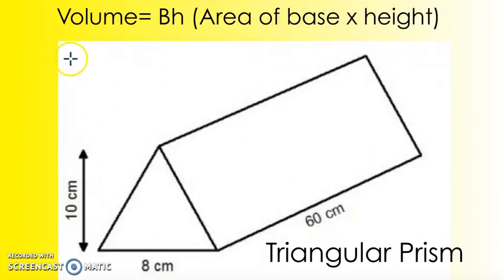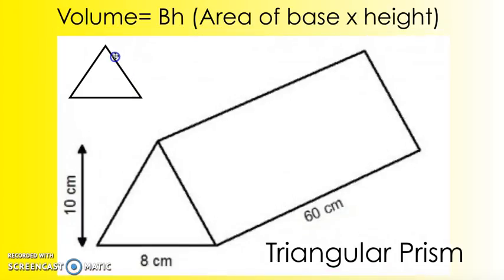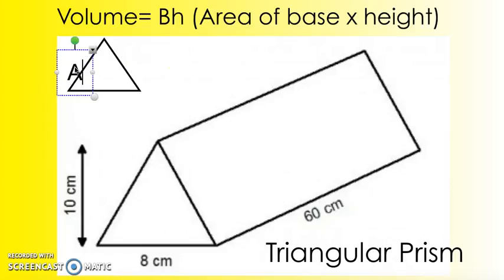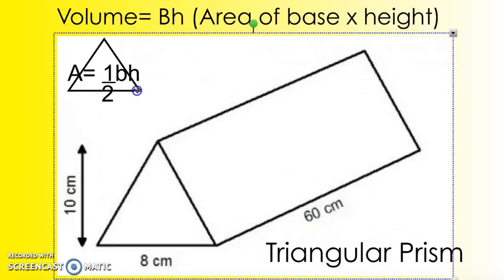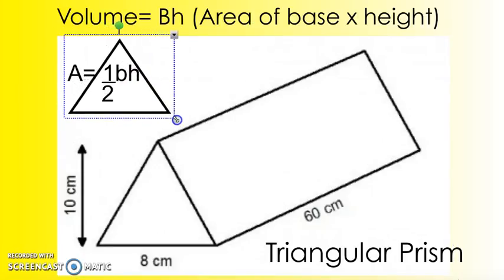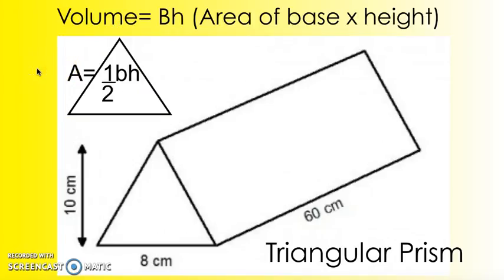And so I'm going to draw, remember, just like I said on your homework, I want you to draw whatever the base is, whatever shape it is. In this case, it's a triangle. And what's the formula of a triangle? Area is equal to 1/2. 1/2 what? 1/2 times base times height. Okay? And so we're going to use that information to figure out this problem.